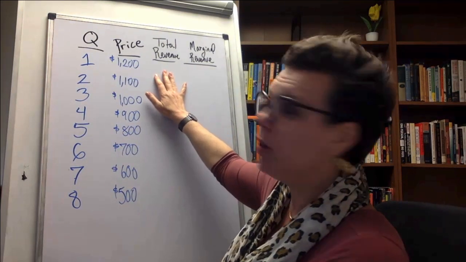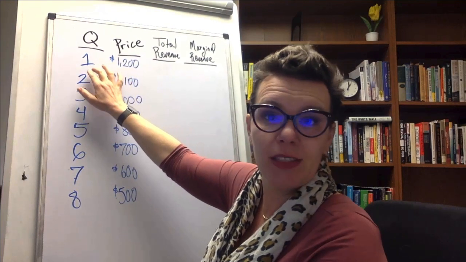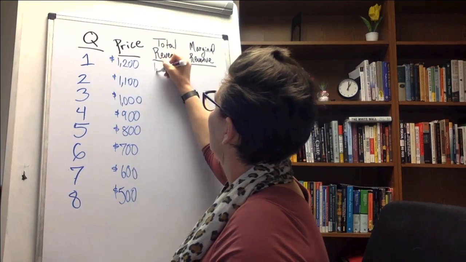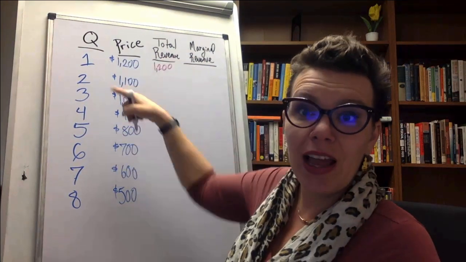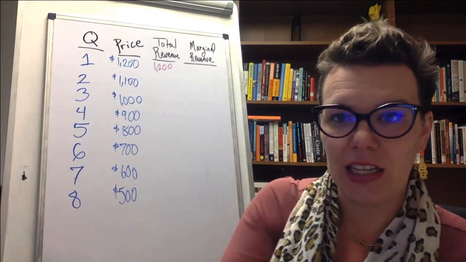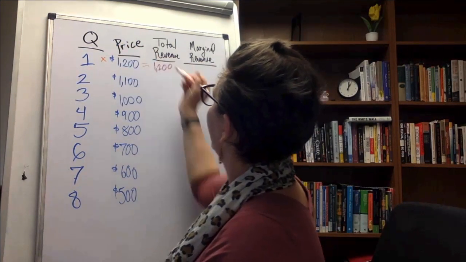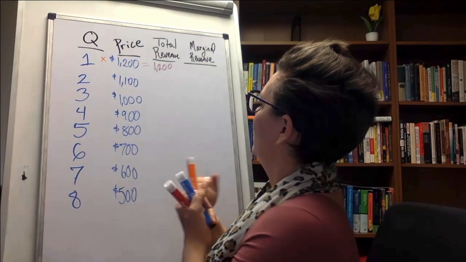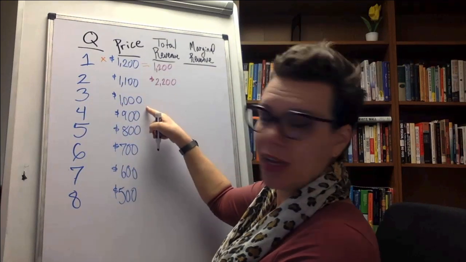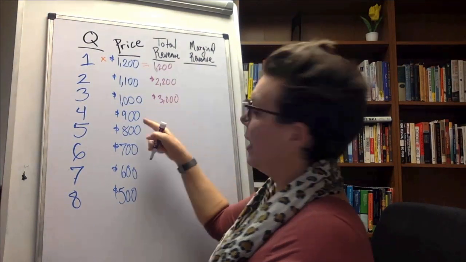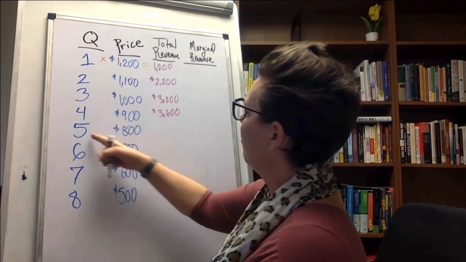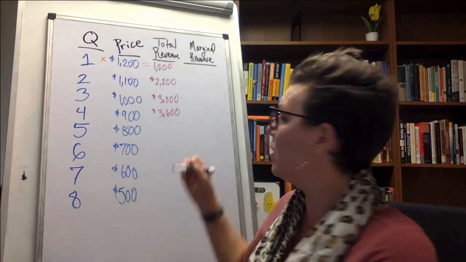So first we'll get total revenue. Total revenue is just going to be price times quantity. If this firm sells one at $1,200, total revenue is going to be $1,200. If the firm sells two at $1,100, then total revenue is going to be 2 times $1,100, right? So that's the relationship: total revenue is quantity times price. So now it's going to be $2,200. And then here it's 3 times $1,000 or $3,000. Now we have 4 times $900, which is going to give us $3,600. 5 times $800 is going to give us $4,000.